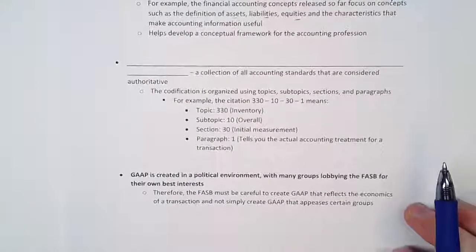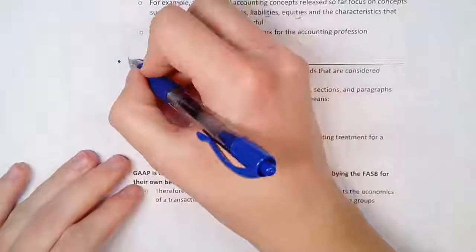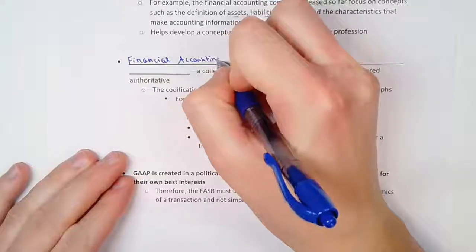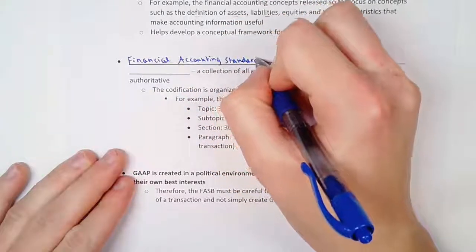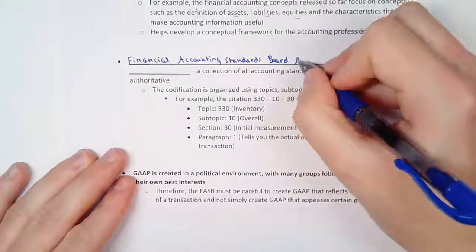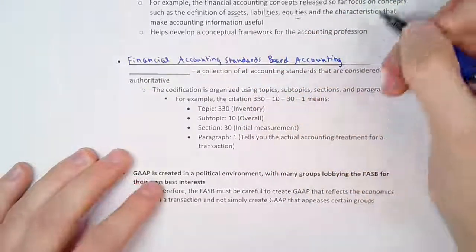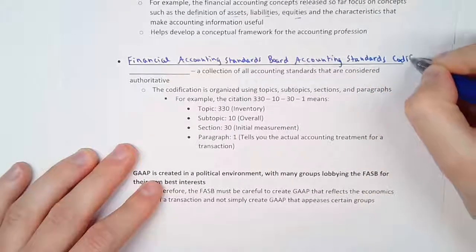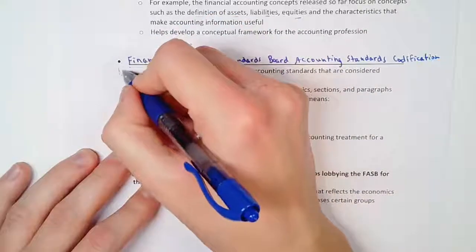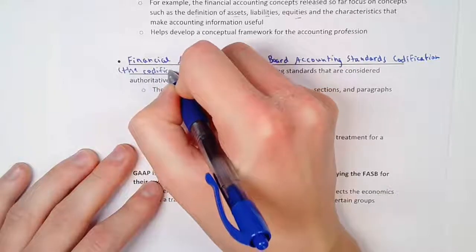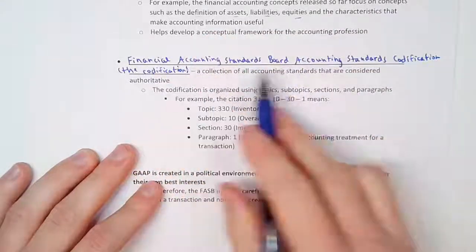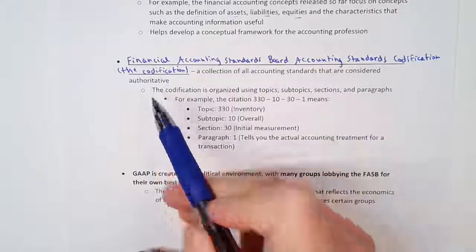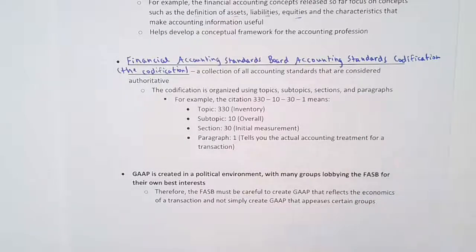The next thing is the Financial Accounting Standards Board Accounting Standards Codification. Standards Codification, also known as just the Codification. Okay, so if you hear someone talking about the codification, this is the full name. It's obviously a mouthful, it's very long, but it's basically a collection of all accounting standards that are considered authoritative, right? So we kind of talked about before, it's the storehouse of all authoritative GAAP. It's all our accounting standards housed in one place, all right?